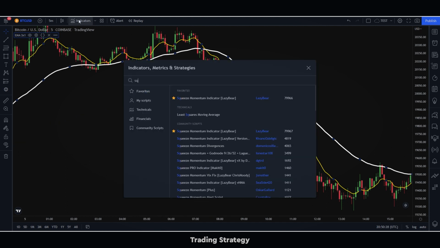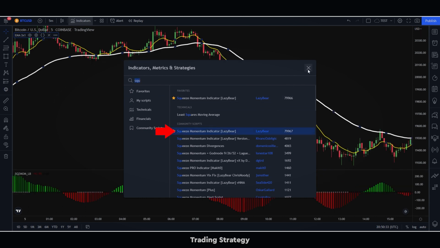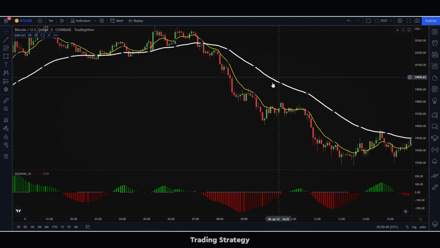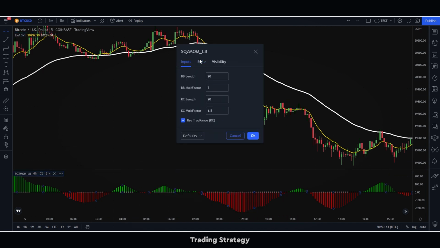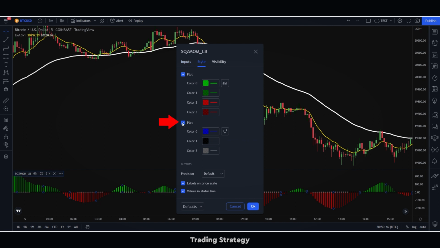Then we will select the squeeze momentum. A curious fact is that this is the most used indicator within the TradingView platform. To this indicator, we will leave all the parameters that come by default. We will only deactivate the crosses, and in type of graph, we will put it area graph.